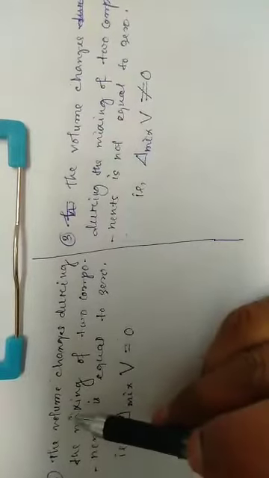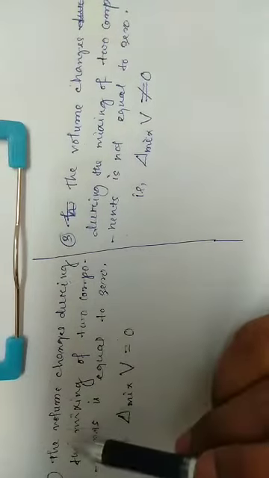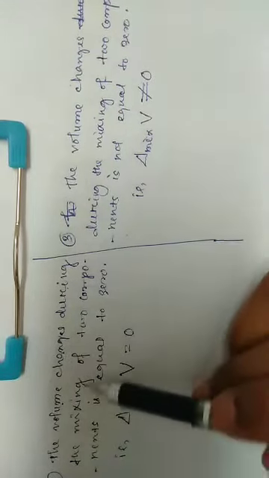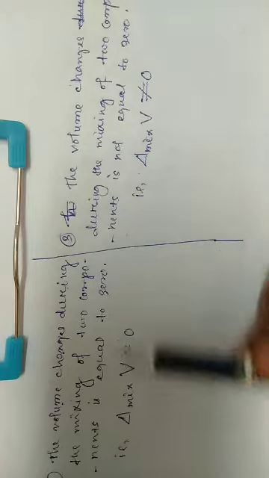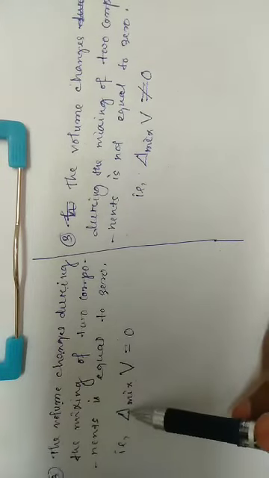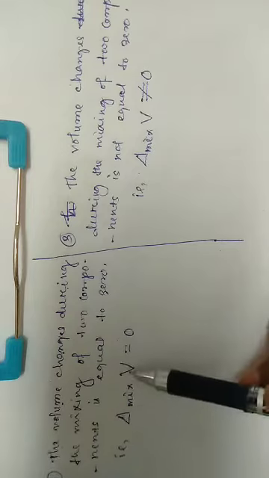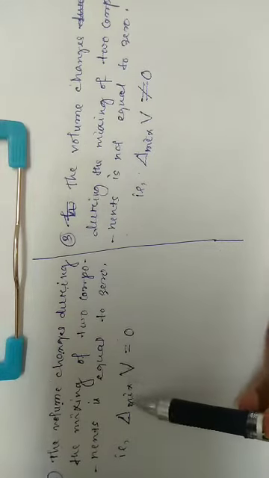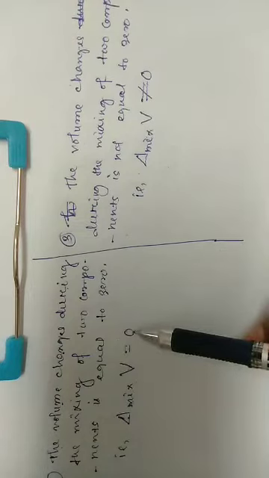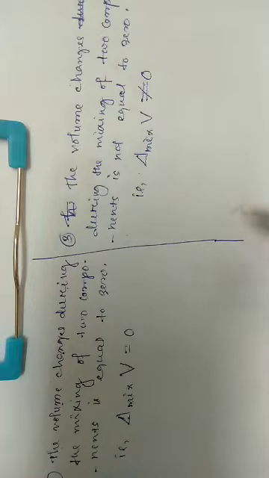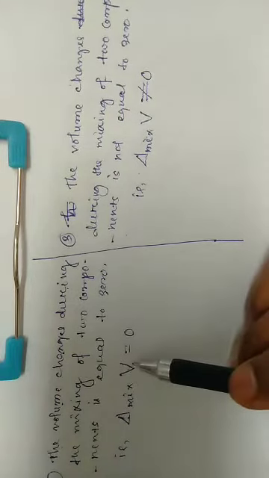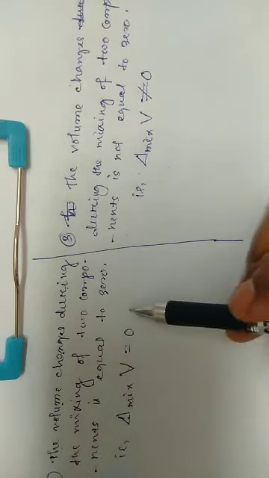So third difference between an ideal and non-ideal solution, the volume change during the mixing of two components is equal to 0. That is, delta V, change in volume during the mixing, is equal to 0. That means जब एक आइडियल सॉल्यूशन बनाने के लिए दो लिक्विड डेफिनिट वॉल्यूम में मिक्स किया जाता है, दोनों लिक्विड का डेफिनिट वॉल्यूम मिक्स किया जाता है, देन वॉल्यूम नाइदर इंक्रीज नॉर डिक्रीज.